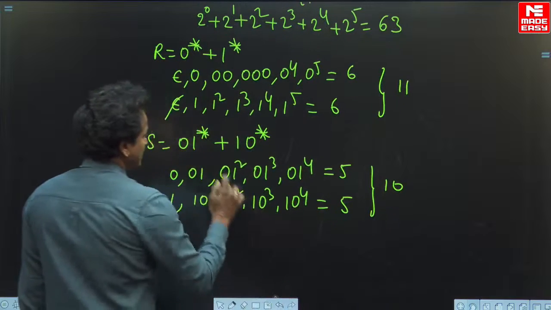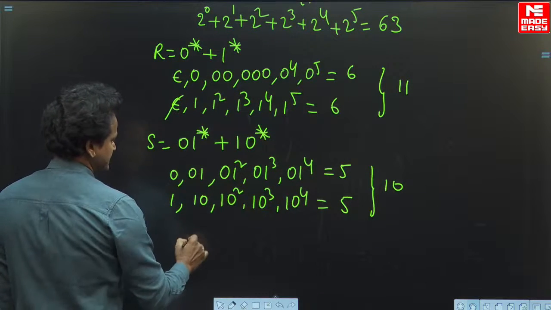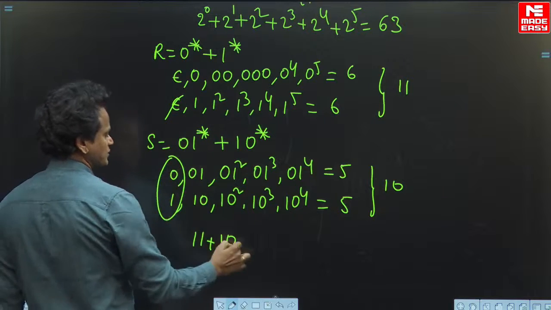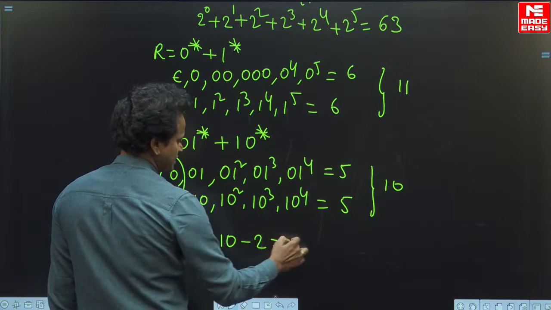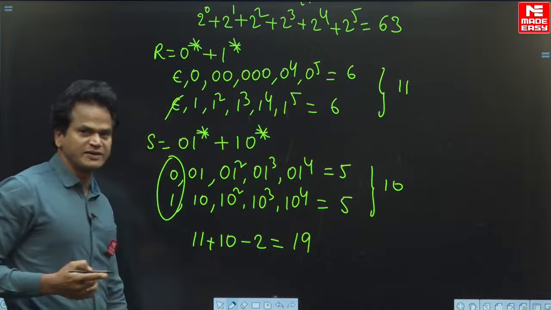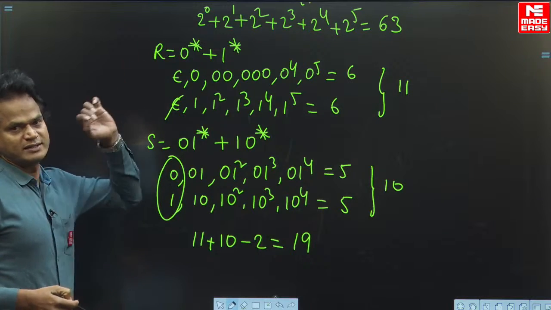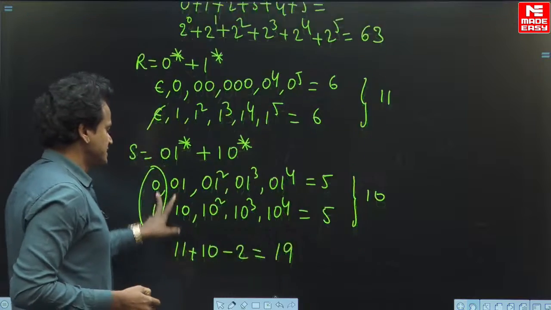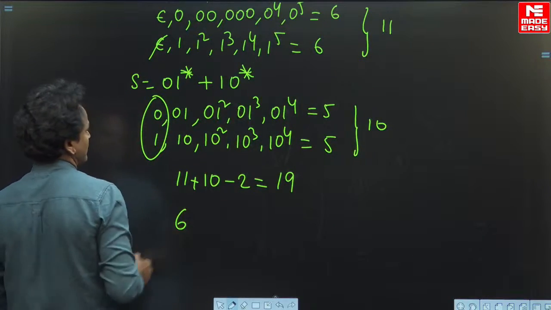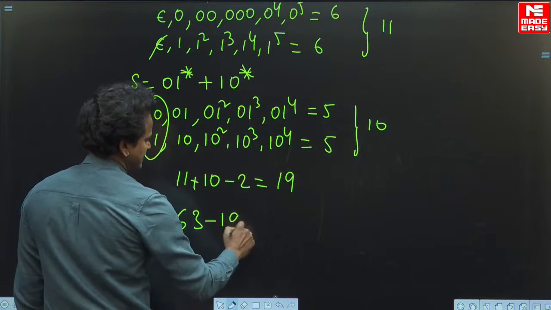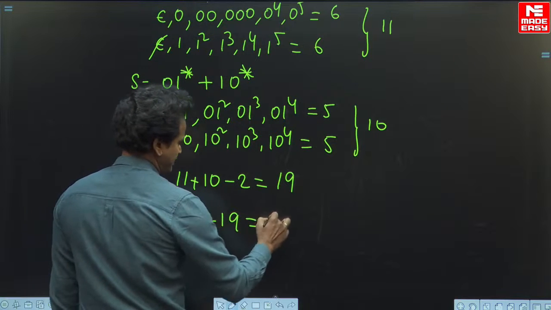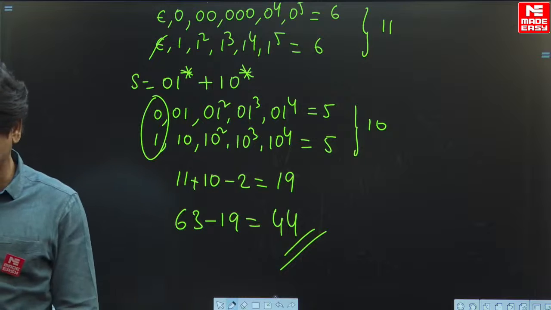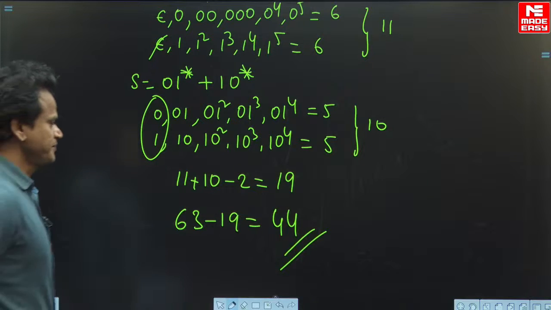So total the strings in R and S: 11 plus 10, and these are repeated, right? So minus 2. So 21 minus 2, 19 different strings will be there of length less than or equal to 5 from R and S. So total how many? 63. So the strings which are neither in R nor in S: 63 minus 19, that is 44. 44 is the answer. Okay, good. Next question.